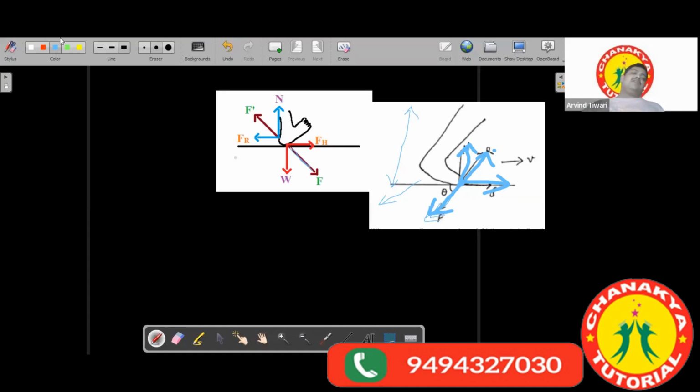Suppose you are tying a knot. You cannot tie a knot if there is no friction. If you take a frictionless rope and try to tie a knot, you will not be able to. It will open up on its own. It will slip off. So every knot you tie, you are able to tie up your shoelaces because of friction.